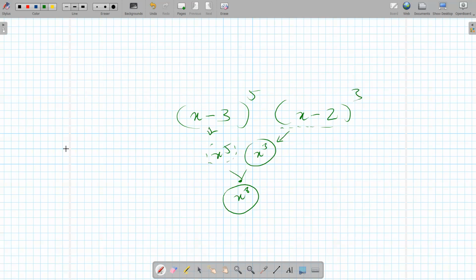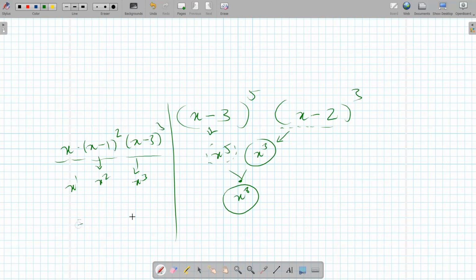Okay. Here, try this. We have x times x minus 1 squared times x minus 3 cubed. What is the degree of this entire polynomial? 5. Nope. You didn't add the first one. You get x squared from the second, x cubed from the first, but then there was already an x to begin with, right? So what is it? 6. 6, there we go. It's an even degree polynomial, okay?